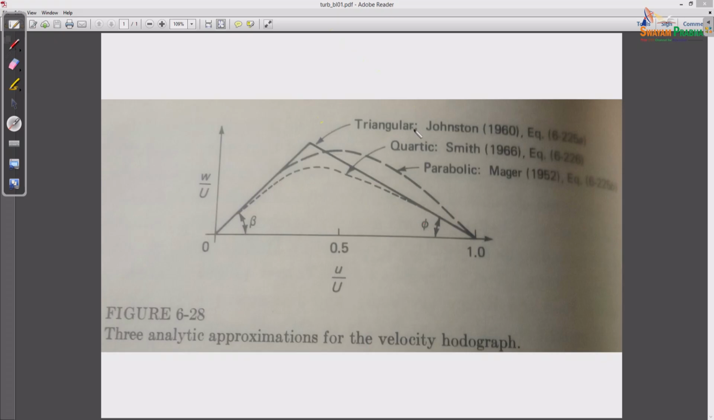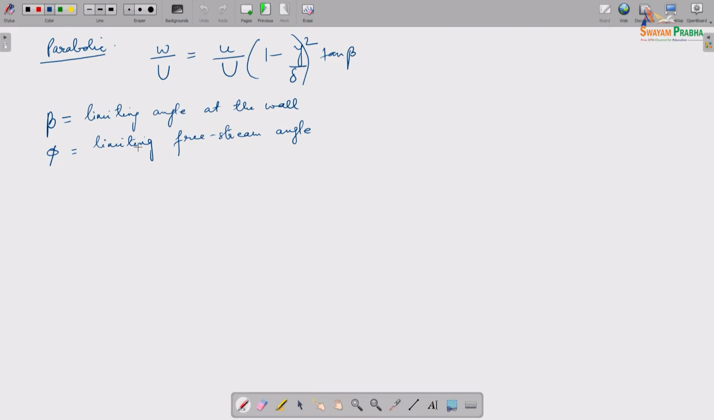Okay, so the triangular approximation is the solid line, right. The parabolic is the dotted or large, this one. Okay, and we have one more, which is quartic. Let me write down what the quartic is. Okay, it's a little more complex. So parabolic, and now we have the quartic.